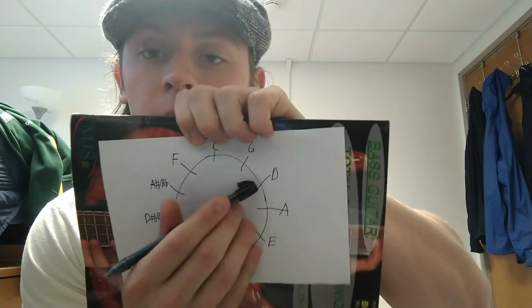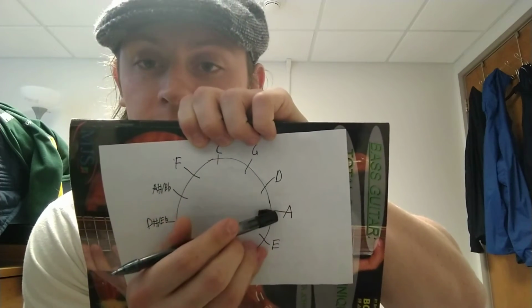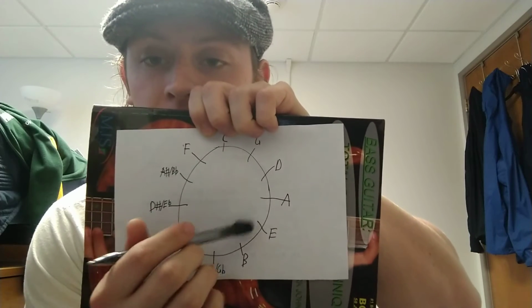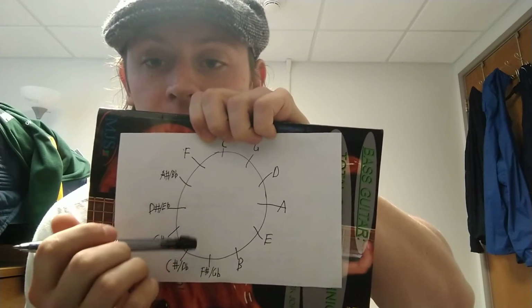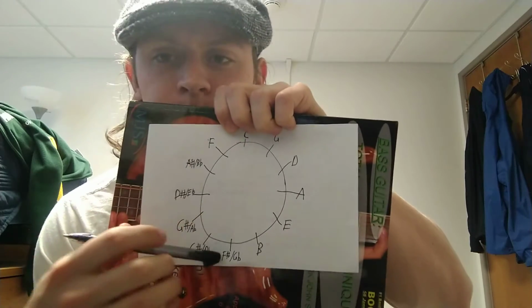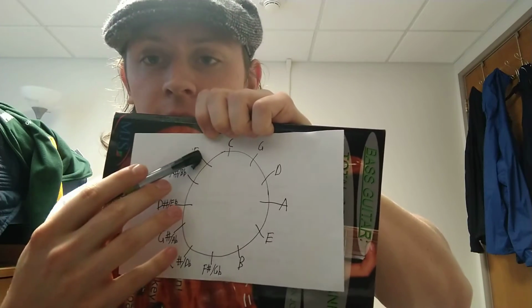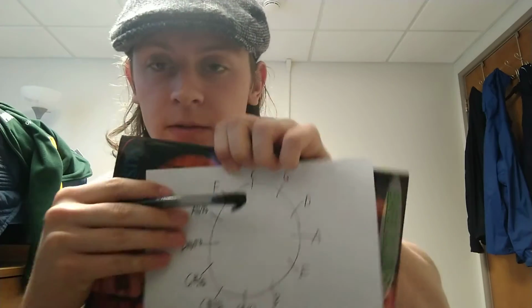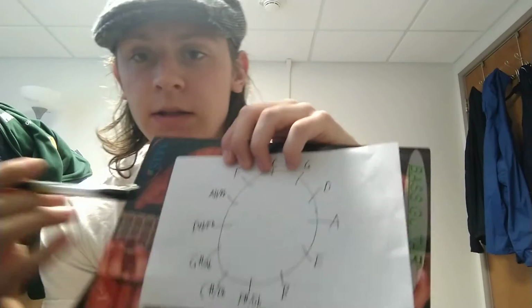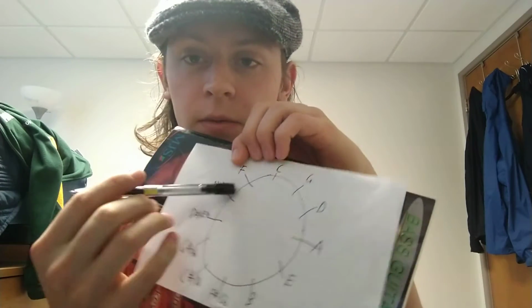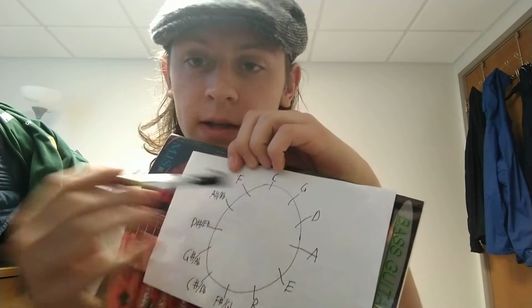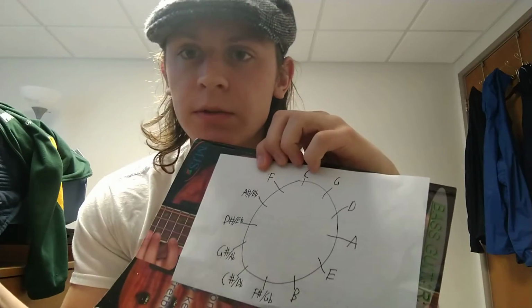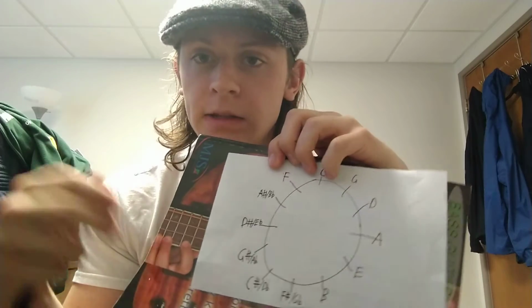From D, the fifth of D is A, fifth of A is E, fifth of E is B, fifth of B is F sharp or G flat, and that just continues on until you make your way back to C. Fifth of F is C: F, G, A, B, C. And that's basically the circle of fifths. You start in any key, go up to its fifth, and it comes all the way back to C eventually. You cover all 12 notes in music, and that's how it works.